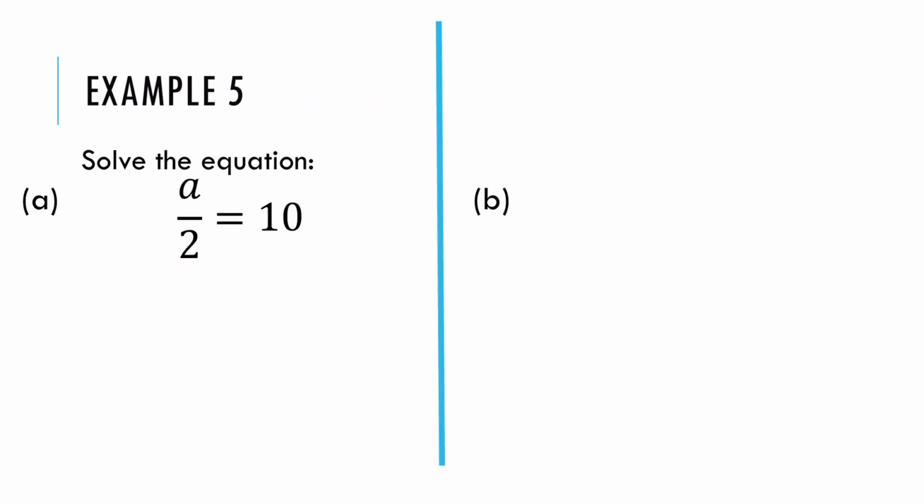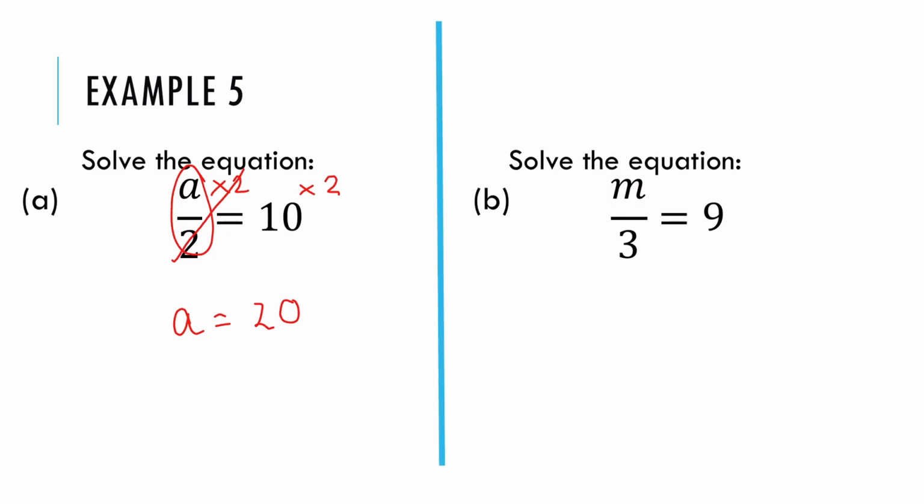And lastly, example 5. This is very similar to the last one. This is a divided by 2 here. So in order to solve this, we must multiply each side by 2, since that is the opposite of dividing by 2. That leaves me with a equals 10 times 2 is 20. m is being divided by 3 here. In order to solve this, we must multiply each side by 3. That is the opposite of dividing by 3. That leaves me with m equals 9 times 3 is 27.